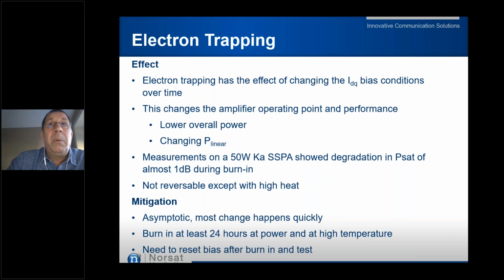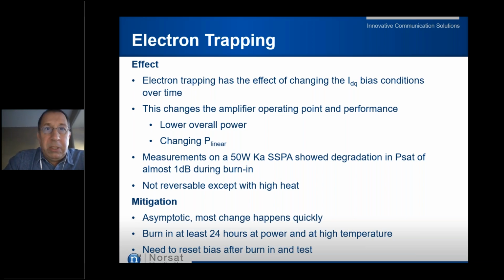What we have seen is that when we measured a 50 watt GaAs SSPA, we saw a degradation of PSAT of almost 1 dB during burn-in. We just monitored one point. We weren't running it at PSAT, but slightly lower than PSAT, and then when we measured PSAT, we saw a 1 dB degradation. Unfortunately, this is not reversible, at least not in the field. The only way to really reset this is to use high heat, or pack a lot of energy into it, to untrap all those electrons. But that's not something that can be done in the field.